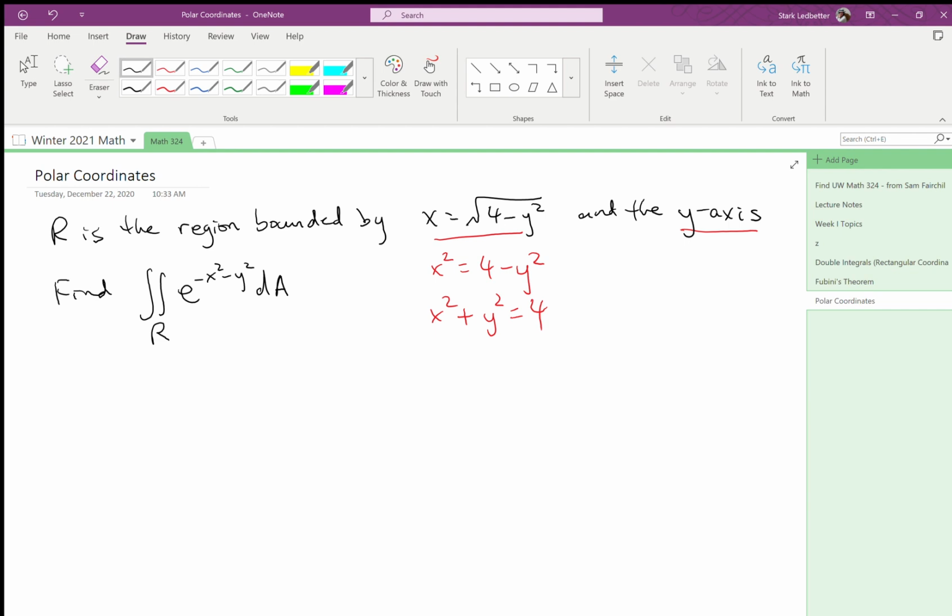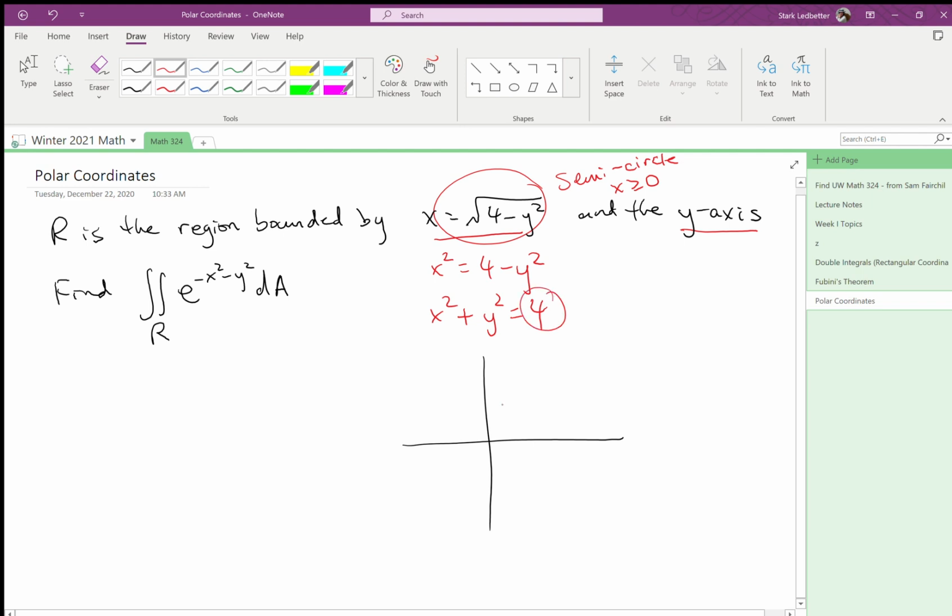So that's a circle. Actually, this thing up here is a semicircle, and that's because x is the radical of something, so x is greater than or equal to 0. Radical takes the non-negative square root. So if we draw this, we have a circle of radius 2, because 2 squared is 4, and we only need the part where x is greater than or equal to 0. So that's over here. And then we have the y-axis here, so we're integrating over this semicircle.